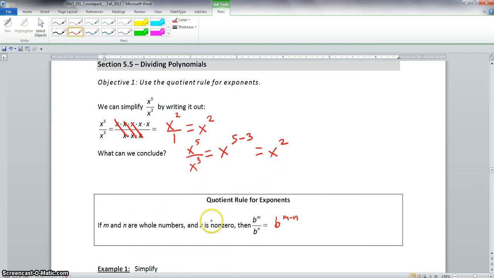Now, the quotient rule for exponents. If m and n are whole numbers and b is nonzero, then b to the m over b to the n is equal to b to the m minus n, which we just did up here.